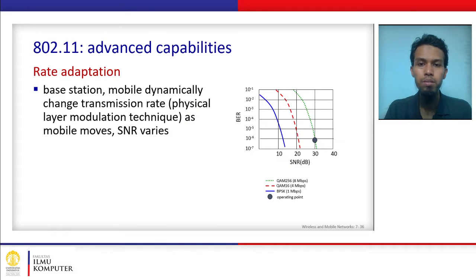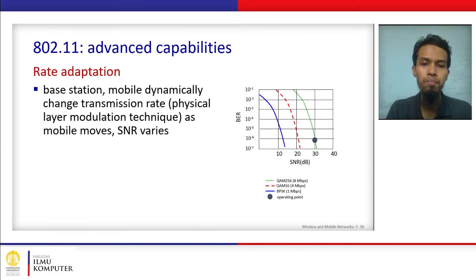Hello everyone, let us continue our discussion with the next topic and the advanced capabilities of 802.11. Okay, so the first one is called rate adaptation, or some say adaptive modulation and coding and other things.